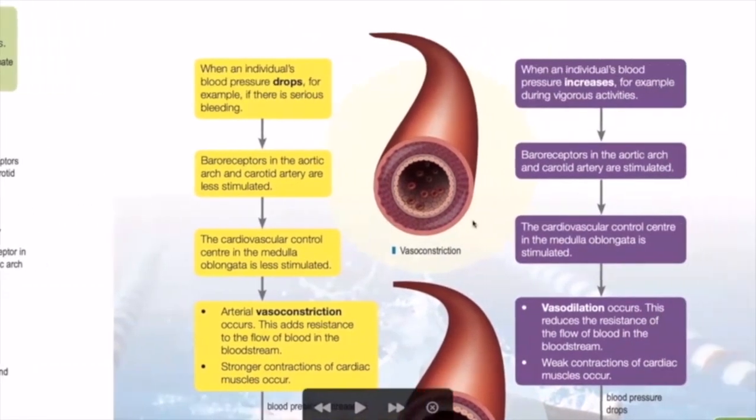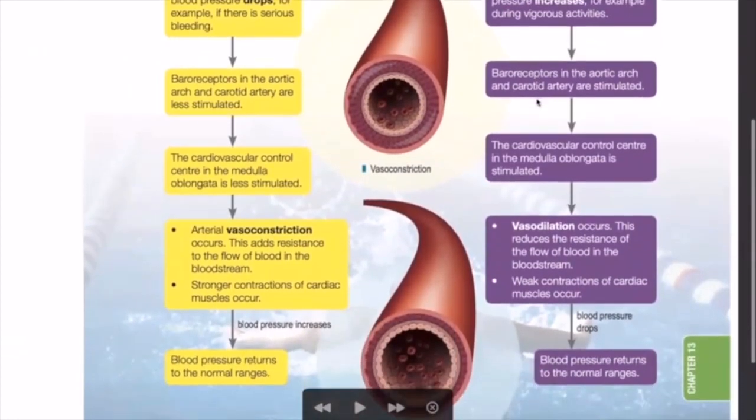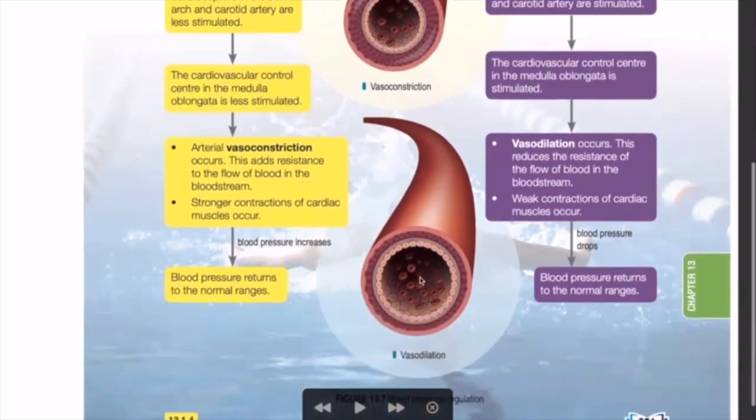Boleh faham? Okay, this will happen when your blood pressure increases, especially when you are doing vigorous activity. So baroreceptors in the aortic arch and carotid artery are stimulated. Awak tukar je ayat dia. Less stimulated, ni more stimulated. So okay, the cardiovascular control center in the medulla is stimulated. So apa akan jadi? Tukar je lah, vasodilation.